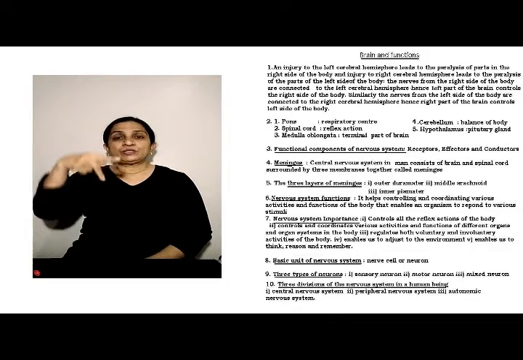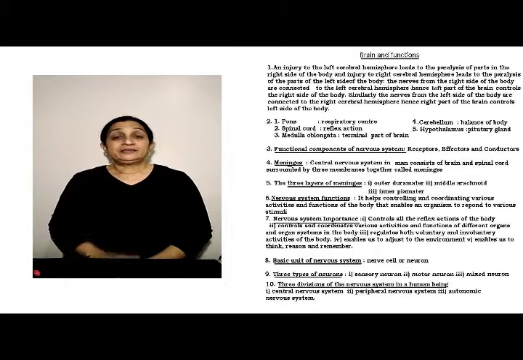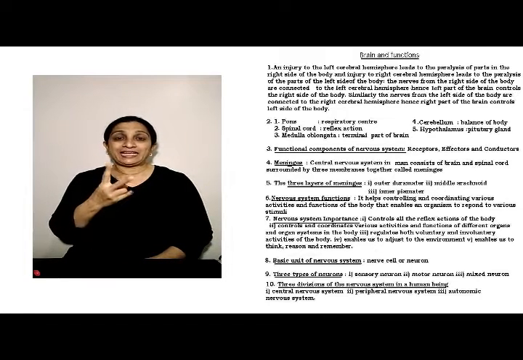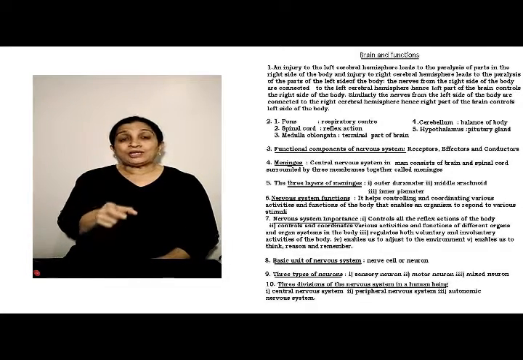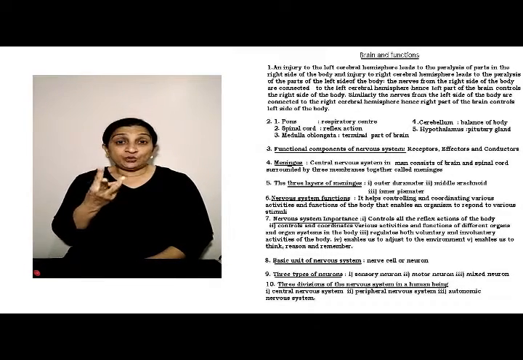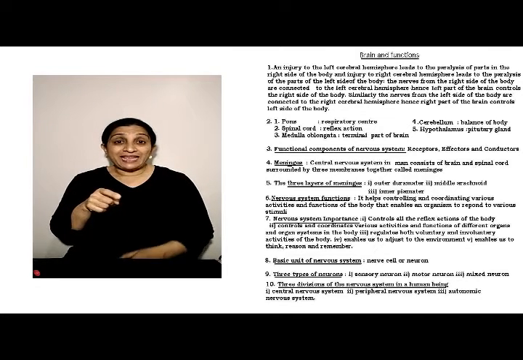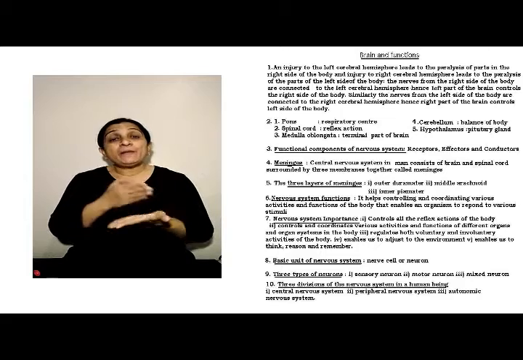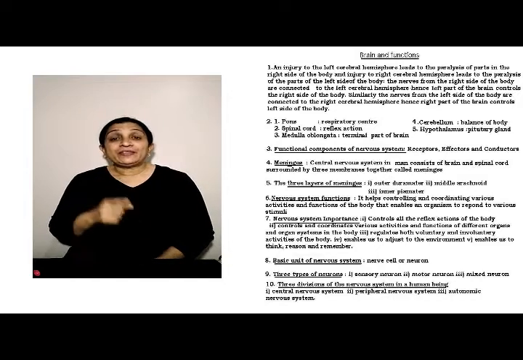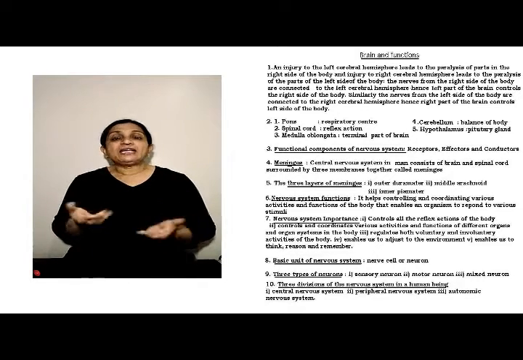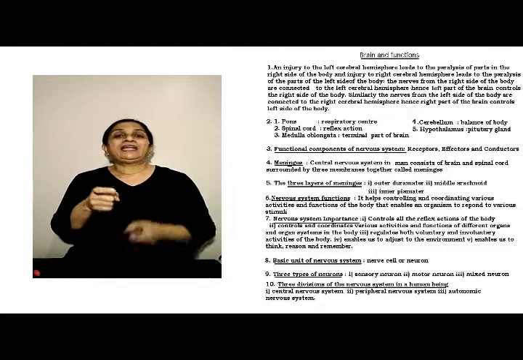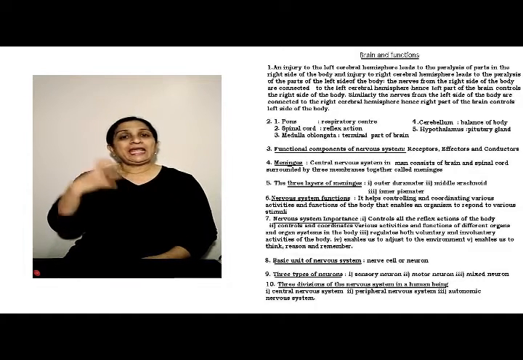Second, pons. That controls the respiratory center. Spinal cord controls the reflex action. Third, medulla oblongata controls the terminal part of the brain. Then fourth, cerebellum controls the balance of the body. Then fifth, hypothalamus controls the pituitary gland.